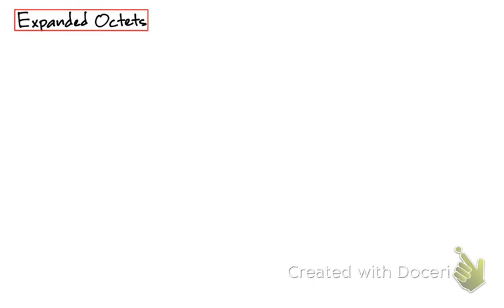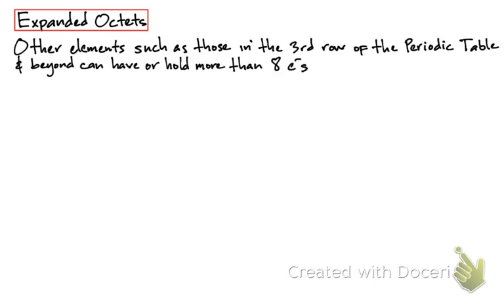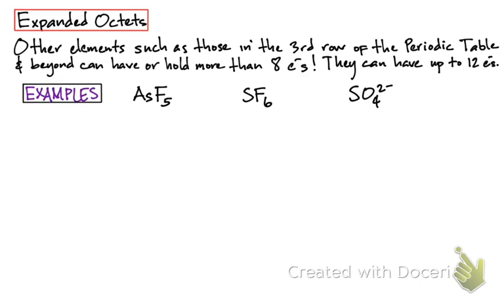Some elements in the periodic table, on the other hand, can have an expanded octet, meaning they can have more than 8 valence electrons as the central atom and still remain stable. Elements on the third row and below in the periodic table can have an expanded octet. In fact, they can have up to 12 electrons. Here are some examples of molecules in which the central atom has over 8 valence electrons surrounding it.